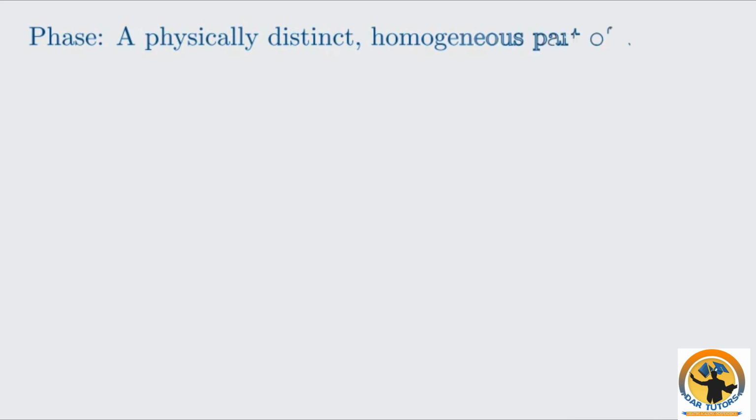Let's begin by defining what we mean by phase and how it helps us classify equilibria. First, let's define phase. A phase is a physically distinct, homogeneous part of a system. It's separated from other parts of the system by a clear, distinguishable boundary. So, what does this mean in practice? Let's look at a few examples.